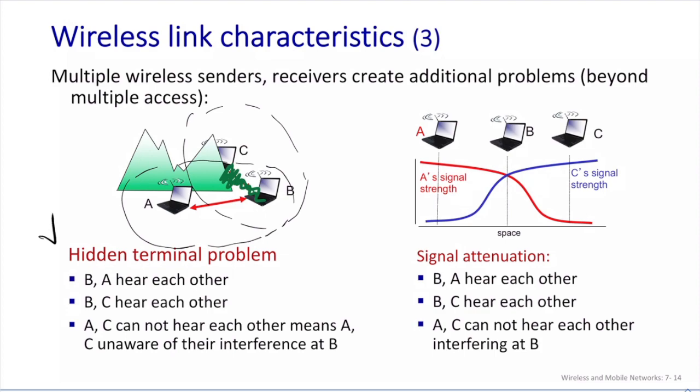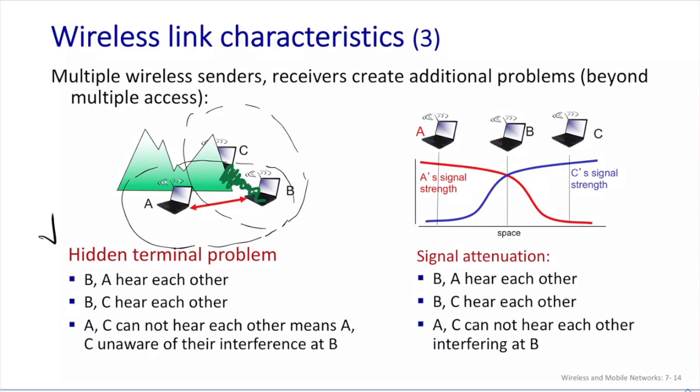And C sends a signal to B, and C does carrier sense, right? But C cannot hear A, so C believes the channel is empty, the channel is idle. So A and C may simultaneously send signals to B, and B hears the collision. So that is what we call the hidden terminal problem.